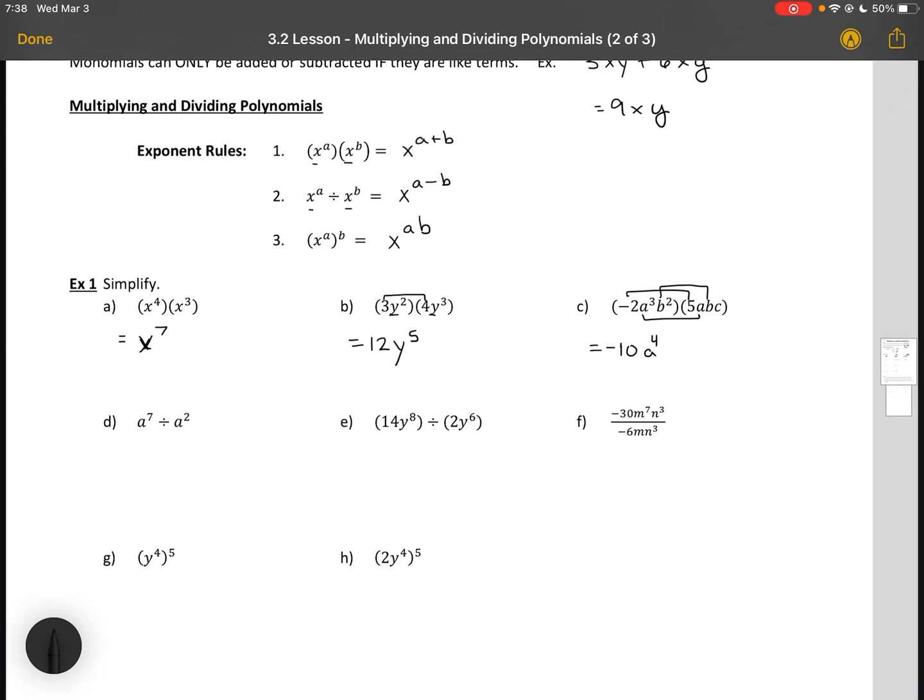Next, I'm going to do the b's. So I've got b squared times b to the 1. I'm going to add the exponents. C is all by itself, but still important. So I'm going to add that on to the end.